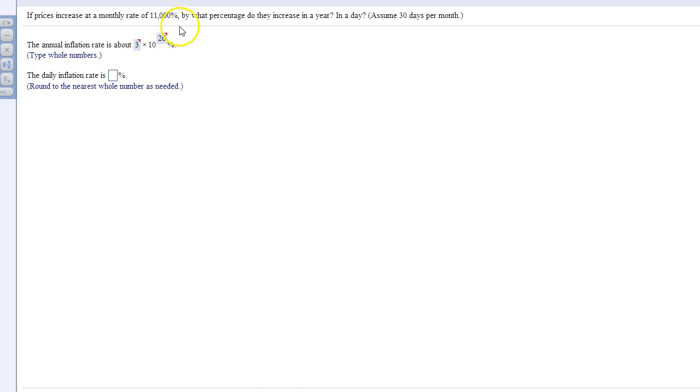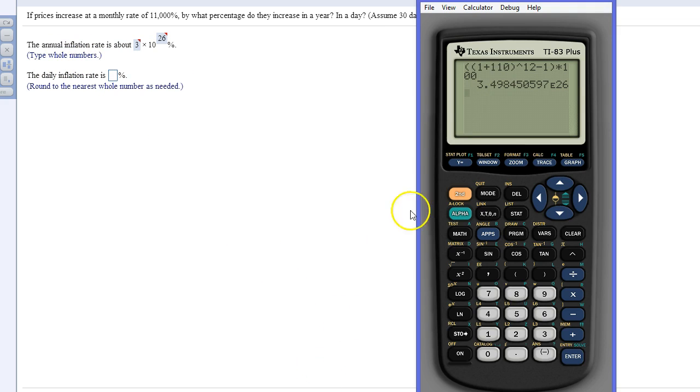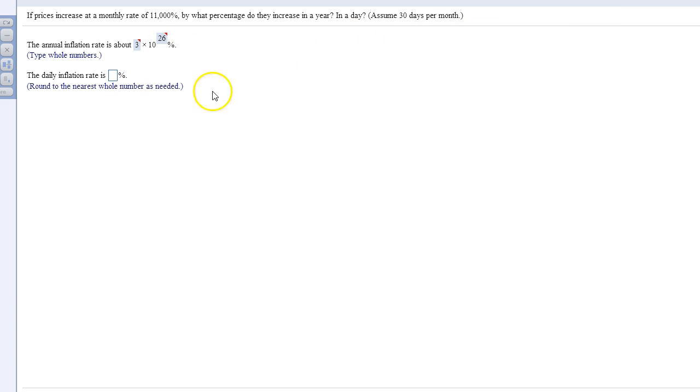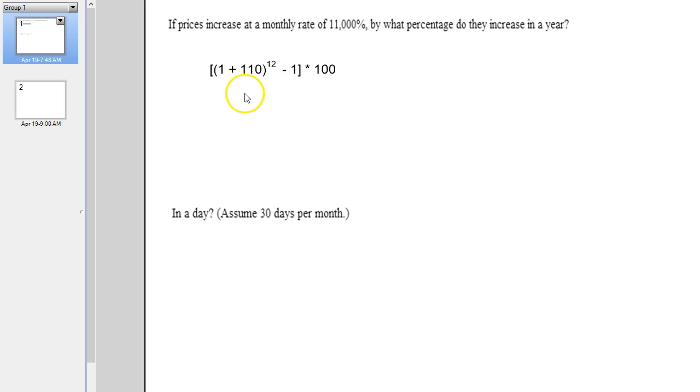Alright, now this one was missed, so it's got the little red dots in there, but what you would do is just round. It says type a whole number, so the 3.49 that my calculator gave me. The closest whole number is 3. That next digit is a 4, so that's less than 5, so we round down. So 3, and then the e to the 26, that's the same thing as times 10 to the 26. So there's where that comes from. And it's just this formula. We're just plugging into it.